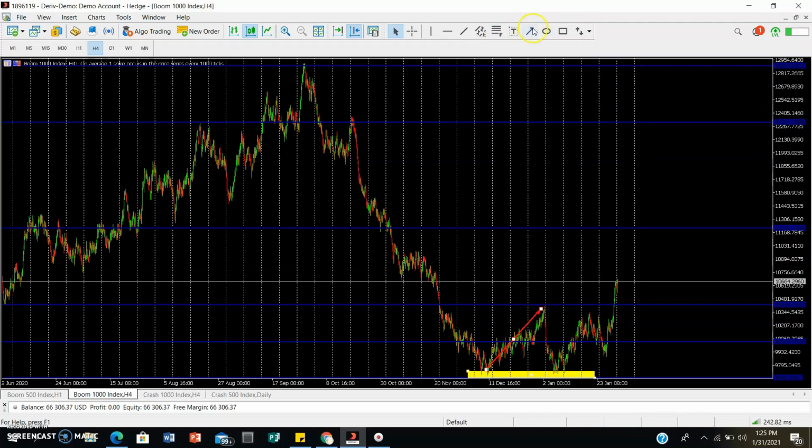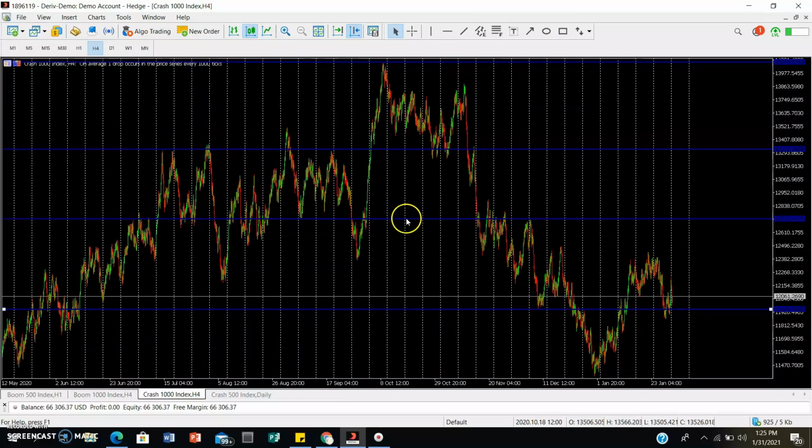price got resisted, came back down to collect the support, and then price gathered enough momentum to break this previous selling, right? So this indicates that we are going to be bullish for quite some time, because price has just proven to have enough momentum to keep going up. So this is what I have for Boom 1000. Let's hope it plays out that way.